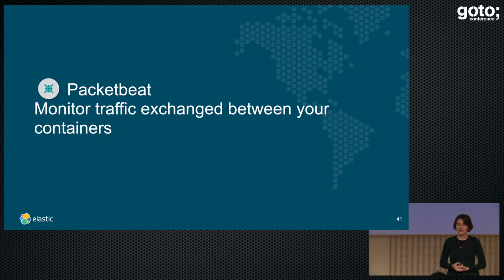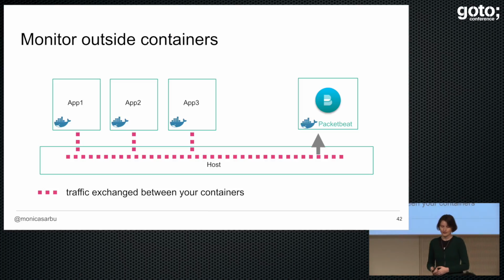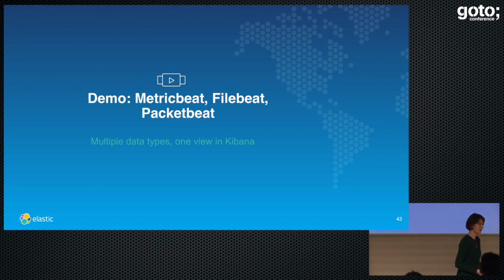Let's see how we can use Packetbeat to monitor the traffic exchanged between your containers. It's very simple. You just need to have Packetbeat installed in a container on your host, and then it will be able to show you the traffic that is exchanged between your containers. And now I would like to do a short demo.